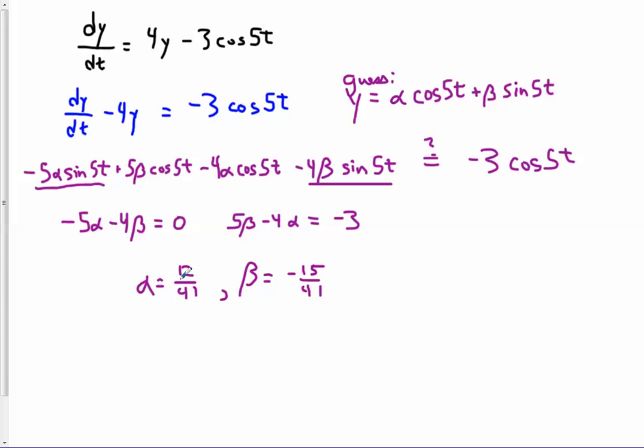Okay, the solution I get is alpha equals 12 over 41, beta equals negative 15 over 41. Make sure you are able to get those numbers from the two equations doing some sort of algebra. Okay, so therefore our particular solution we now have is 12 over 41 cosine 5t minus 15 over 41 sine 5t. That's our particular solution. Now, remember the whole point now is to combine that with the homogeneous general solution, and we're good.